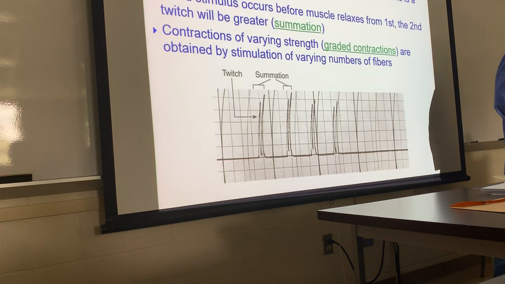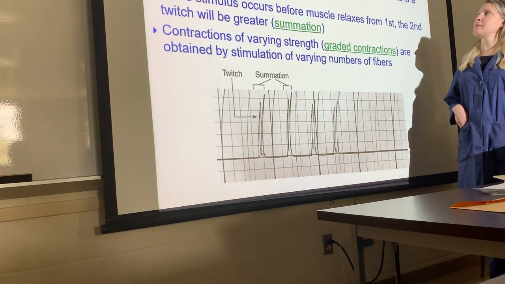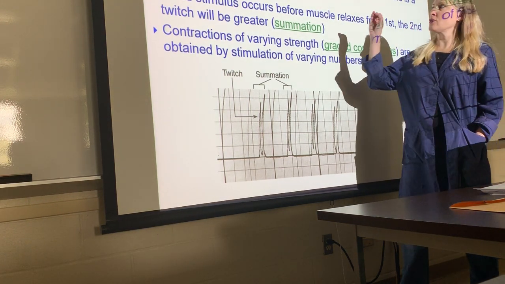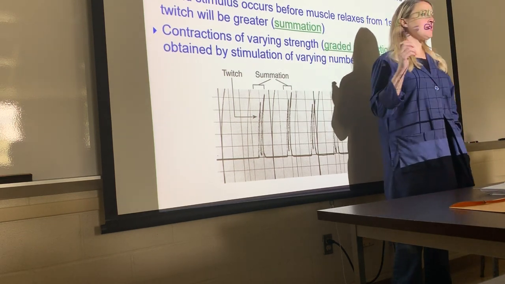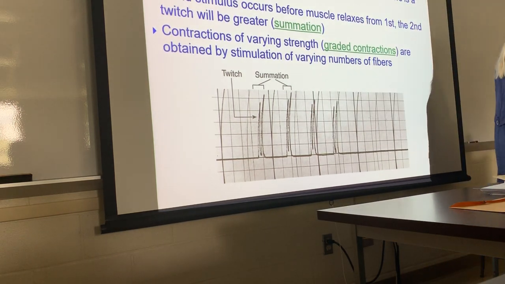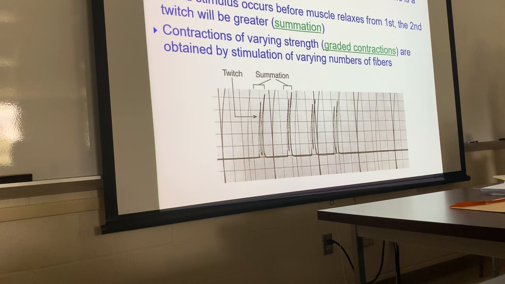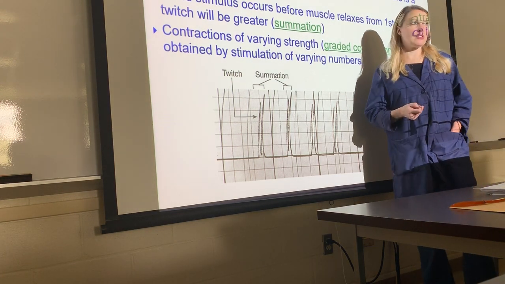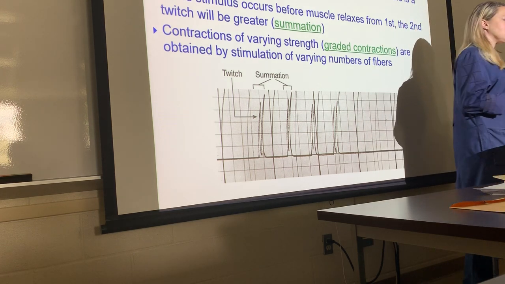Okay, so first of all, twitch, summation, and tetanus. When you have a rapid contraction and relaxation of your skeletal muscle, this is called a twitch. And you know what this feels like. For example, if the extraocular muscles around your eye are very tired because you've been studying a lot, sometimes you get a little twitching sensation, right? That's in those muscles around your eye. What that is, it's a rapid contraction and relaxation that has occurred with the muscle.